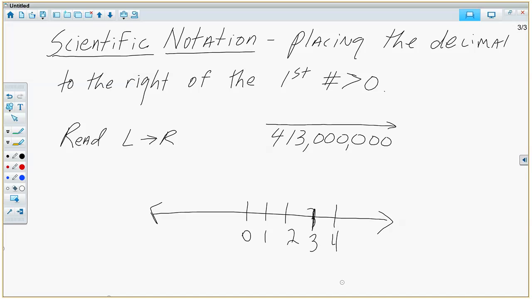Y'all are just ignoring the first number. 4. Well, I don't understand what you're asking. What is the first number greater than 0? Okay. I don't understand how y'all can confuse that, but I'm used to it. I should be used to it, because others mess it up a whole lot worse than y'all did. First number greater than 0 is 4. So what does that say?